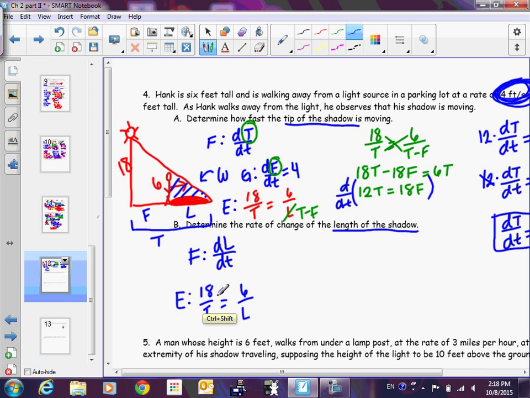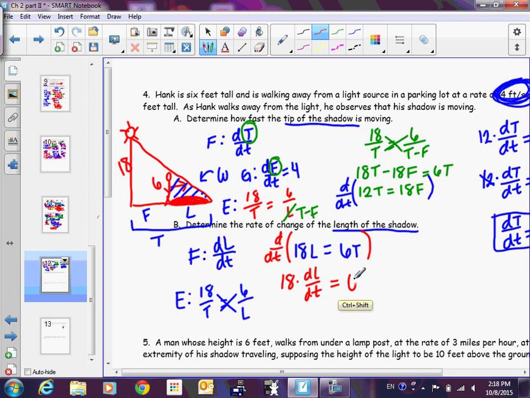We do need to cross multiply, though. We still need to do that. So I'm going to go 18L equals 6T. In this case, we don't need to move anything over. You could divide both sides by 6, but I don't really think it makes the problem that much easier. And so now we're ready to derive. So we've got 18 dL over dt equals 6 dT over dt.